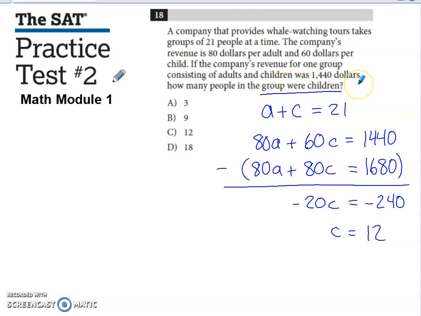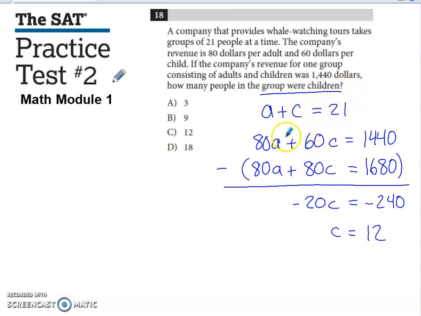So this is a pretty standard system of equations set up if you're dealing with a story problem that results in one. There are two equations that we can come up with. The first of which is going to be for the total number of people on the tour. The number of adults plus the number of children has to total to 21.